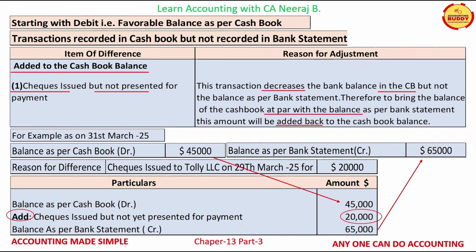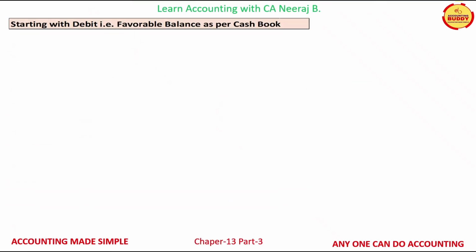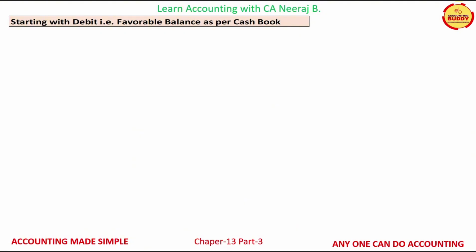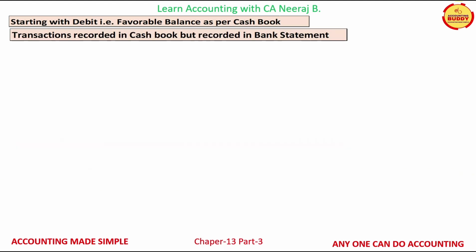I hope we have understood why we have added $20,000 to the cash book balance, because till 31st March 25 this check is not presented for payment and therefore the bank balance is not reduced by this amount. In this slide we will learn more about bank reconciliation statement when we start with the debit balance of the cash book and the transactions are only recorded in the cash book and not recorded in the bank statement.